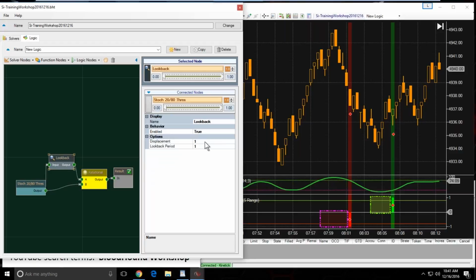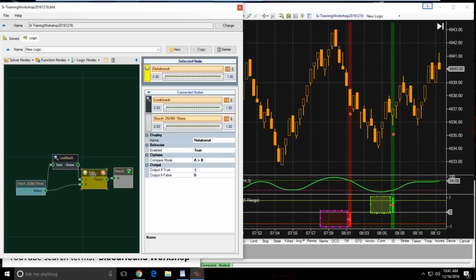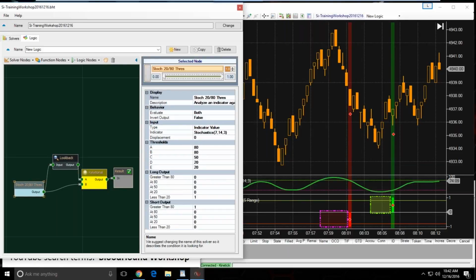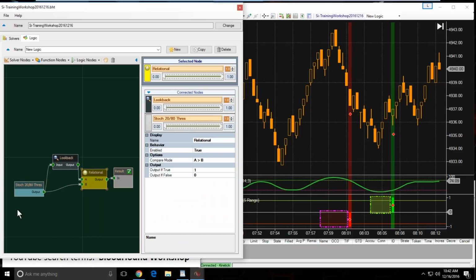And let's see, the same for the lookback node. That is the default settings for the lookback node. So I really didn't have to do anything extra. Just grab a lookback and grab a relational node and connect it up. So, all right, I think that takes care of it for Thomas.